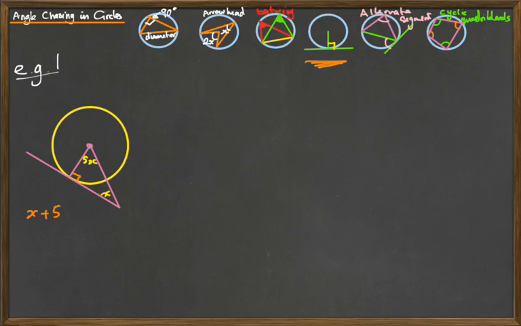Carrying on. That means that x plus 5x plus 90 is 180 because they're angles in a triangle. Simplifying the left-hand side gives us 6x, and taking away 90 from both sides means that 6x must be 90, so x must be 15 degrees. Done. We know what x is. That was our question. Solved.